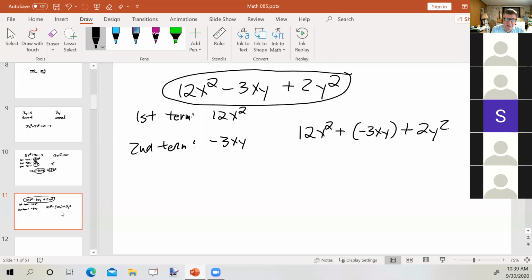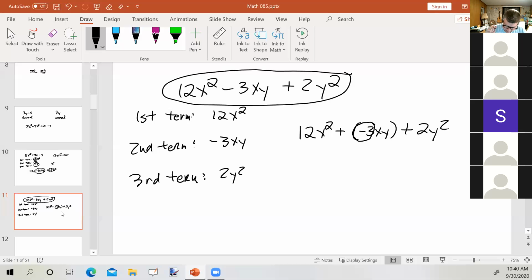So by writing it as addition, now the coefficient becomes negative 3. Okay? So the second term is negative 3xy. Its coefficient is negative 3. The third term is 2y squared. Its coefficient is 2. Any questions about that?